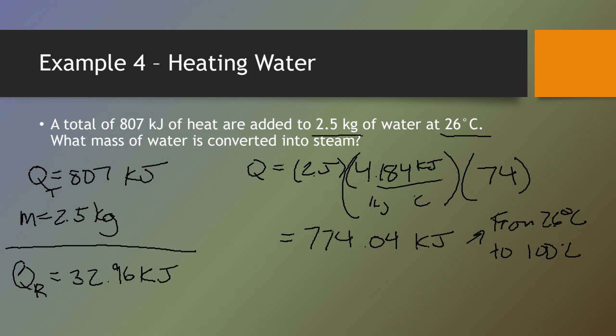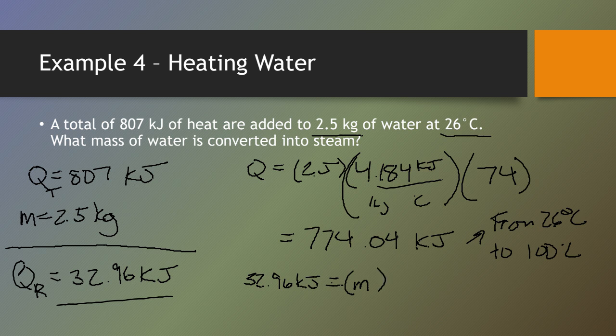So how much of that energy will heat up the water? How much of that water that's there now at 100 degrees will be heated up and turned into steam when you add 33 essentially kilojoules to it? And so to figure that out, we're going to use the latent heat of vaporization again. We know we have 32.96 kilojoules. The mass is what we're looking for.